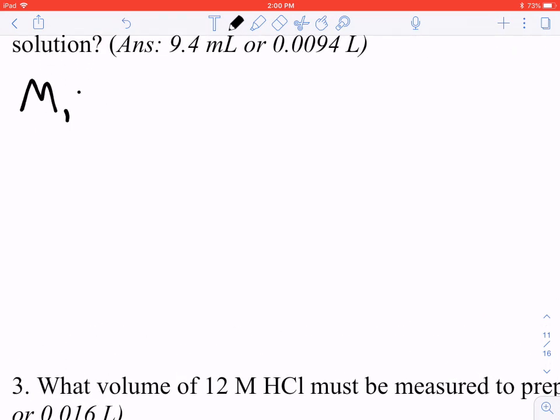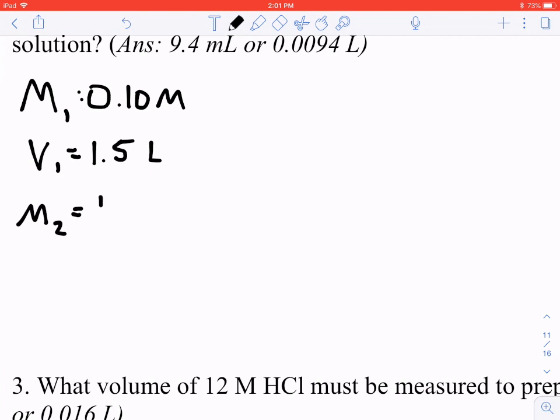Our M1, that is our desired molarity, is 0.10 molar. We ultimately, at the end of the day, want 1.5 liters of that solution, so 1.5 liters. Our M2, that's the molarity that we're starting with, is 16 moles per liter. And our V2 is what we're trying to find. How much of that do we need to add in and then dilute?